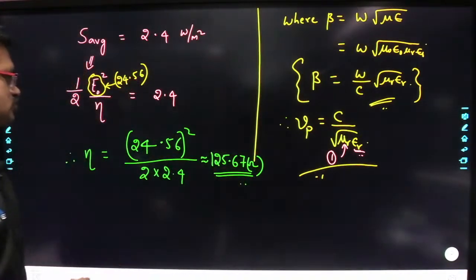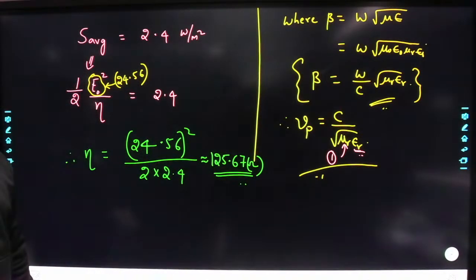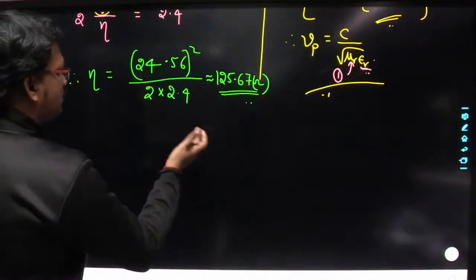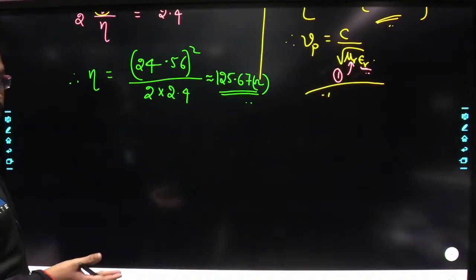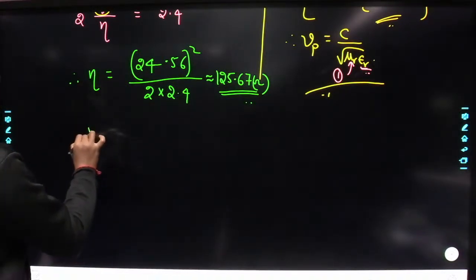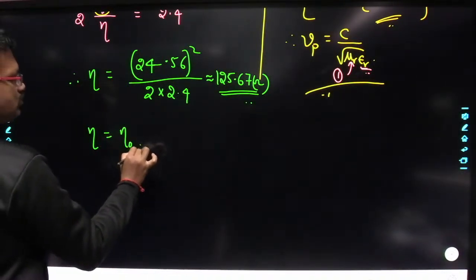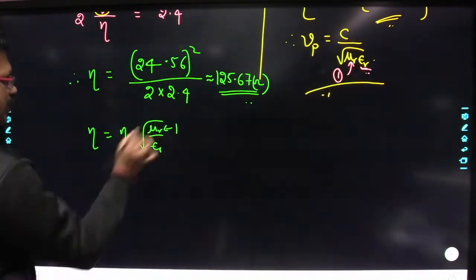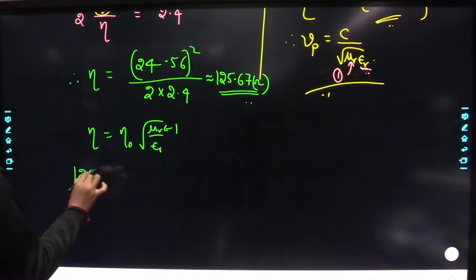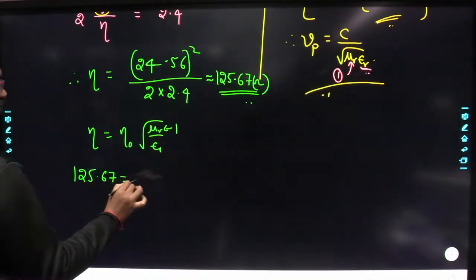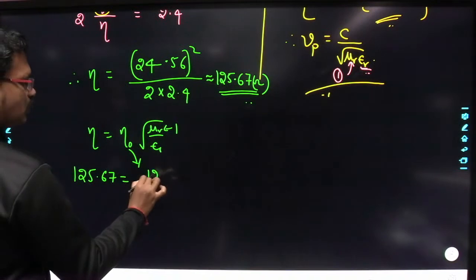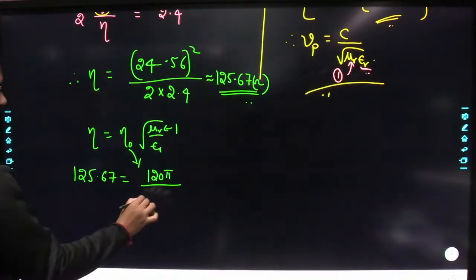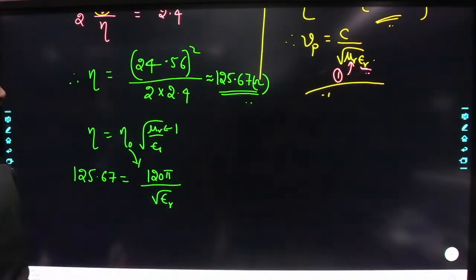125.67 ohms. So this is what you are going to get, the intrinsic impedance value. Once you have the intrinsic impedance value, you can easily determine the epsilon r value. Eta is equal to eta naught into square root of mu r by epsilon r. Mu r value is 1, eta value is 125.67, which is equal to eta naught, that is 120 pi, divided by root epsilon r.